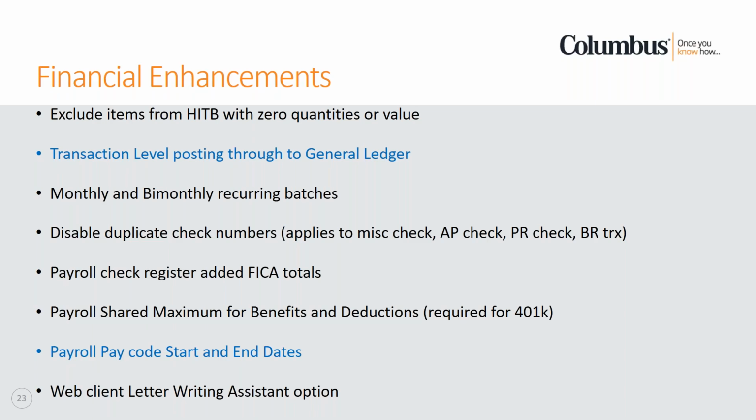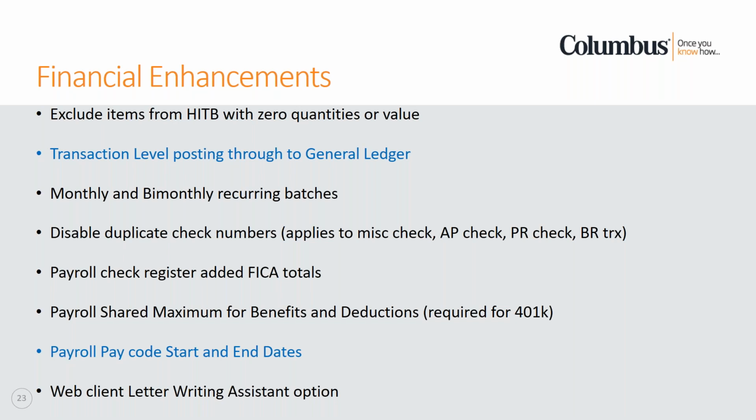If you run payroll out of Dynamics GP, it might have bothered you for a long time that you had to manually total up the FICA numbers, the employer, the employee, and the matching amounts. And so that would have been a valid concern. Well, now the system actually will total those up for you. If you run payroll, you might be dealing with this next one, which is kind of a law requirement here. We have to look at the shared maximum for benefits and deductions. It's specifically required around our 401k setup. And so I'll show you what that screen looks like.